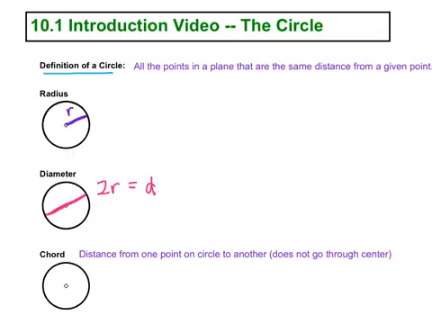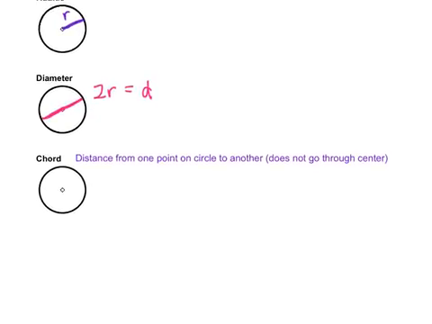The diameter is going from one point on the circle to another point on the circle, but passes through the center of the circle. So if I were to draw in an example of a chord, it could look like this. Going from one point on a circle to another point on a circle, but see how this line does not pass through the center? So that is a chord.